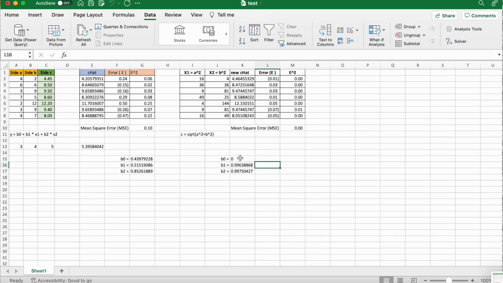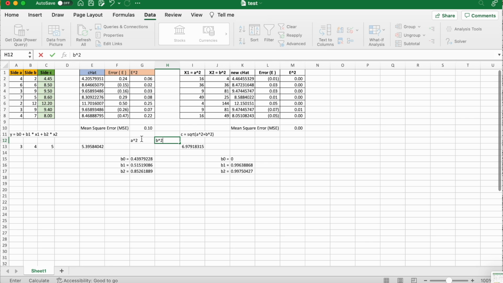So now he has got some values of B0, B1 and B2. And let's see how good the prediction is going to be using these values. So we need to first calculate a square. This is a square and this is b square. So this will be equal to 3 to the power 2 and this will be equal to 4 to the power 2. And he will find b0 plus b1 into a square plus b2 into b square. And then we have to square root that value.